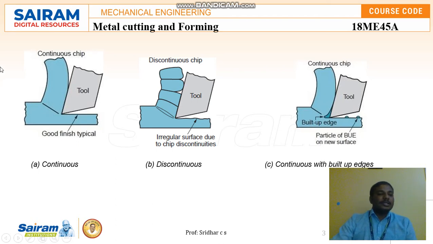In the diagram for continuous chips, this is the workpiece and this is the tool removing the excess material, and this is the direction of the flow of chips. The chips are formed continuously, meaning they do not break or form small pieces; the chips are formed continuously.